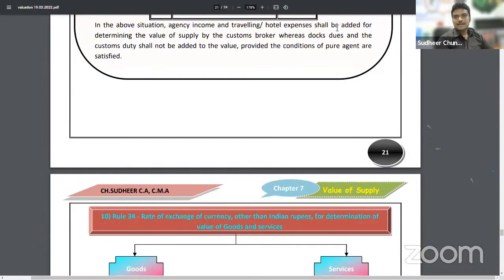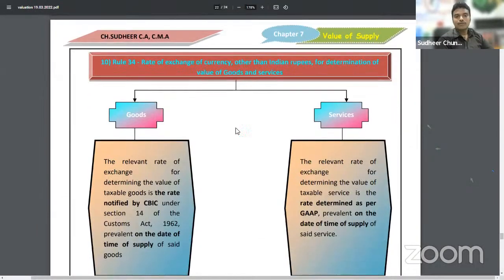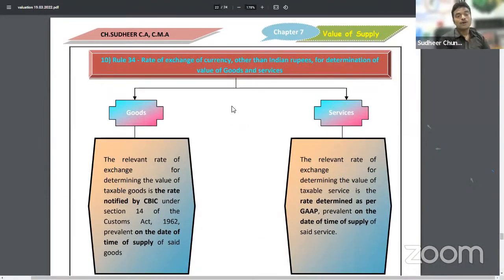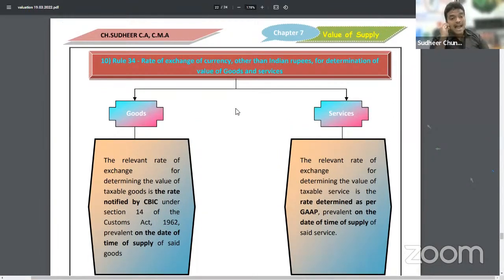So this aspect has been completed. Now let me continue. We have two more rules for discussion, sir: rule number 34 and rule number 35. And after that, I will give you clarification on one special point regarding motor vehicles.